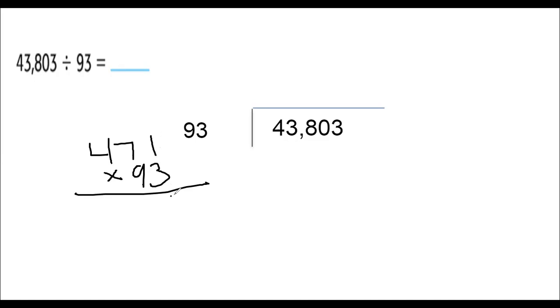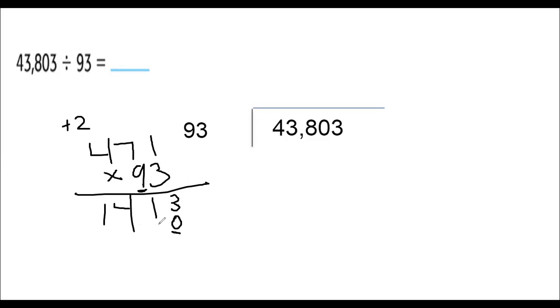1 times 3 is 3. 3 times 7 is 21. Regroup. 4 times 3 is 12, plus 2 is 14. I'm going to put an anchor 0 here. Some of you may put an X. I put an anchor 0. And that moves us from the ones place to the tens place. So now that I'm multiplying from the tens place, I don't have an answer for the ones place.